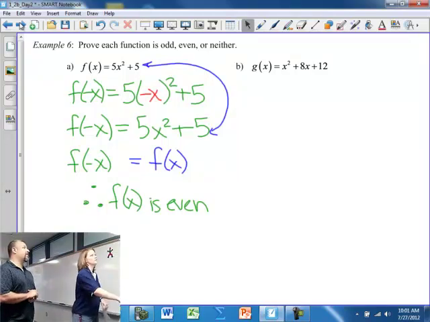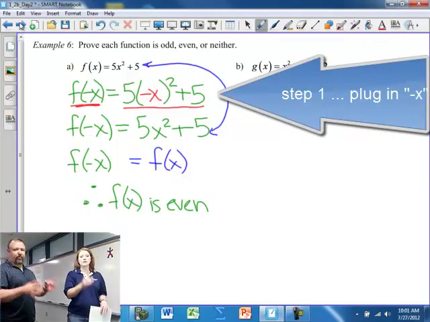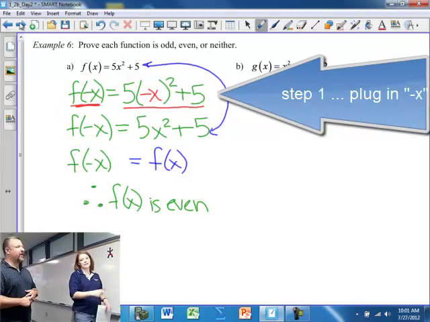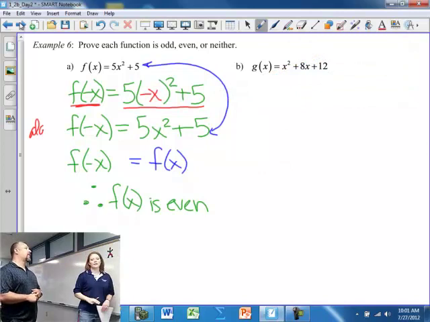So you should have the first part of the proof, the very first step: plug in a negative x, and we should explicitly see that. There's no simplifying, no skipping steps here. Plug in a negative x every time you see an x. It's a proof. You're not trying to convince anybody, you're trying to prove it one step at a time.